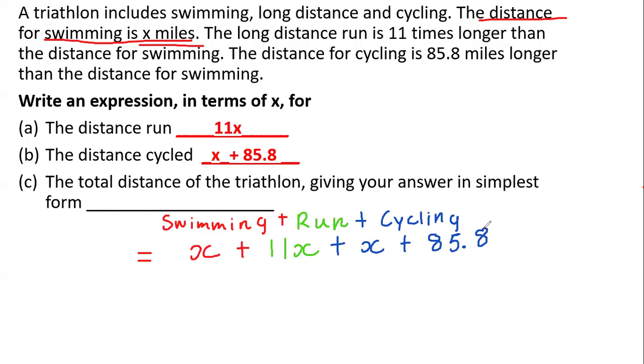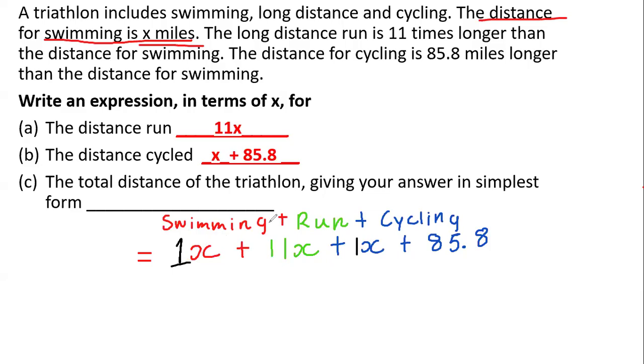Okay, x plus 85.8. All right, so now we can add up all of the like terms together. So all of our x's, this one is 1x. By the way, if you do not see a coefficient in front of x, then the implied coefficient is 1. So there's actually 1x in front, right? Every time you don't see a number in front of x, it literally means 1x. So there's 1x plus 11x plus 1x again, okay?